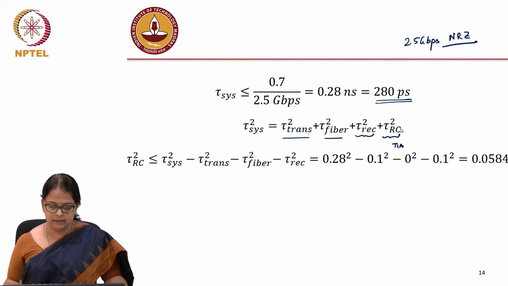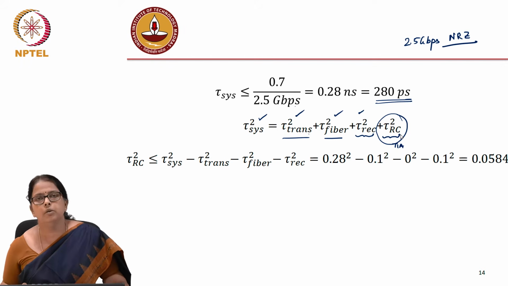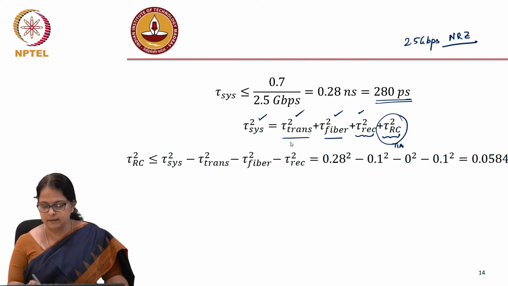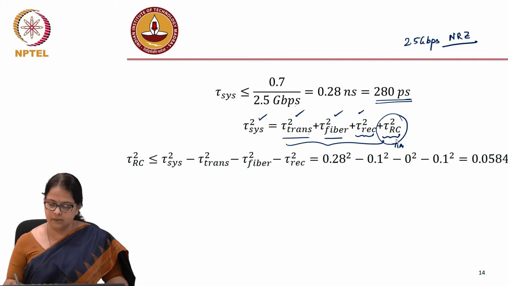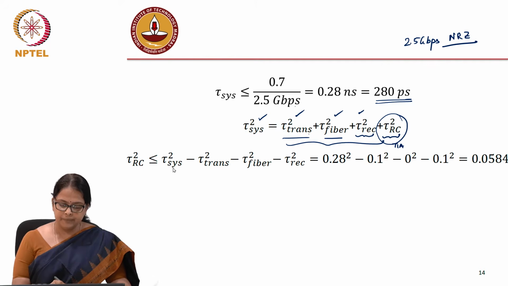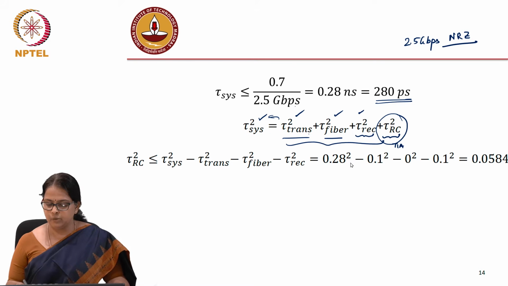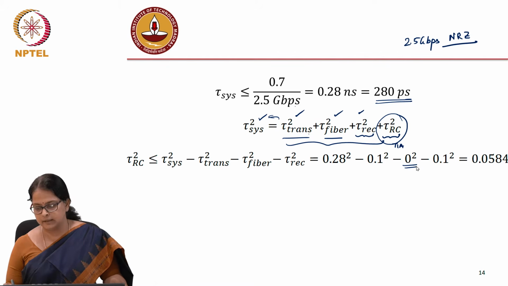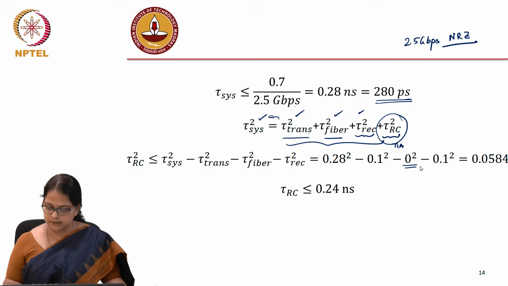So let's calculate this. All these numbers are known to us. What we do not know is the resistance here. The system rise time, this right side, must always be less than or equal to 280 picosecond, which means tau RC squared must be less than or equal to the system rise time squared minus this, so you're just pushing everything to this side, which is 0.28 squared minus 0.1 squared, minus 0 squared. Why 0? Because the fiber rise time is 0, it's again 1310 nanometer. So the RC time constant turns out to be less than 0.24 nanoseconds.